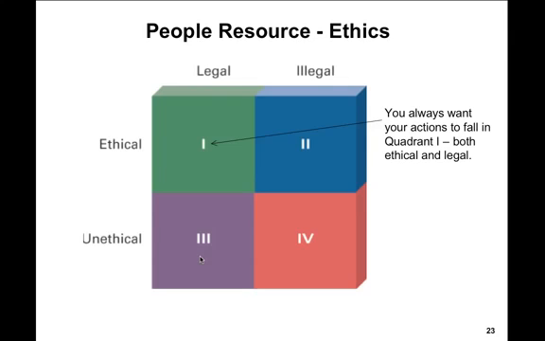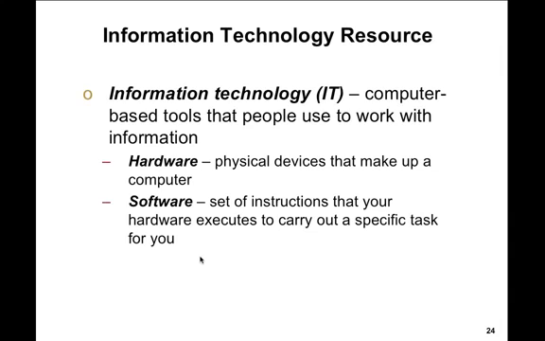All right, so here's our little ethical versus unethical, legal versus illegal. You always want your actions to fall into quadrant 1, both ethical and legal. So quadrant 3 down there is legal but unethical. Here we have illegal and ethical, which actually happens when something is illegal, but it's ethical. You illegally obtained it, but you used it for a good reason. So that can get you in trouble, actually. And then the quadrant at the bottom, hopefully you're not doing things illegally that are unethical, because that's where the scammers are normally falling into.